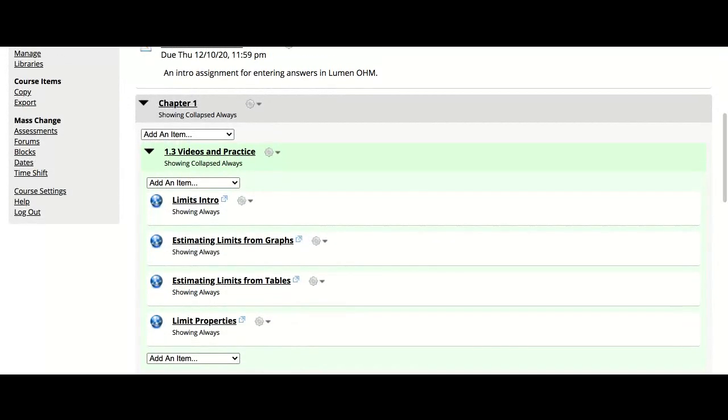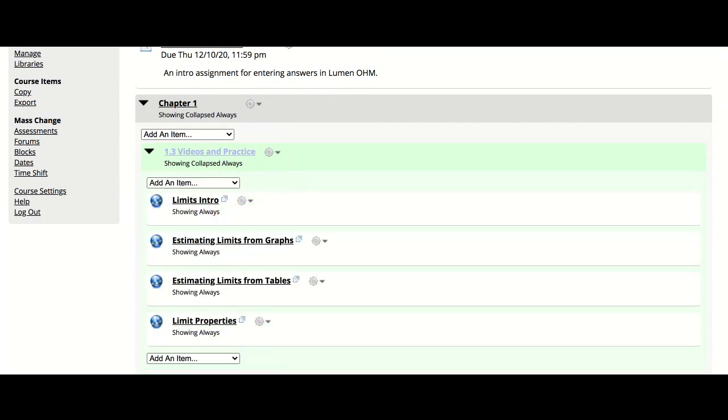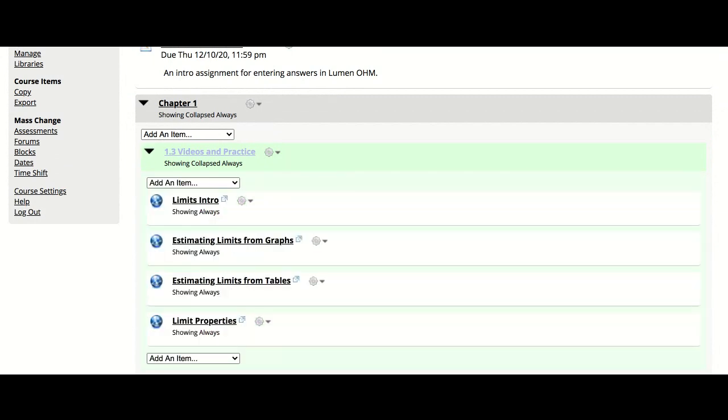Actually, let me try. Actually, let's try to see if they used 1.3. What's going on?